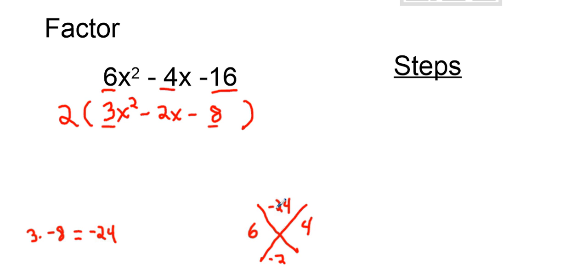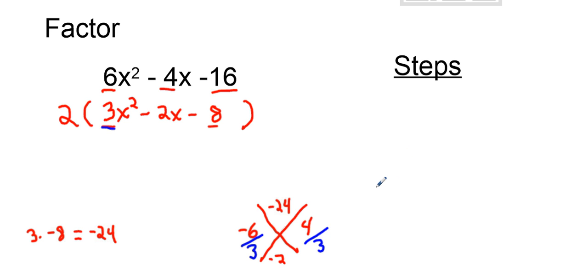And because the 24 is negative, that means the signs on the factors will be different. And because our 2 is negative, that means our largest factor will be negative. So negative 6 plus a positive 4 is negative 2. And here's where it differs from yesterday. The next step, I'm going to go back to the leading term coefficient, which is 3. I'm just going to divide these factors by 3.